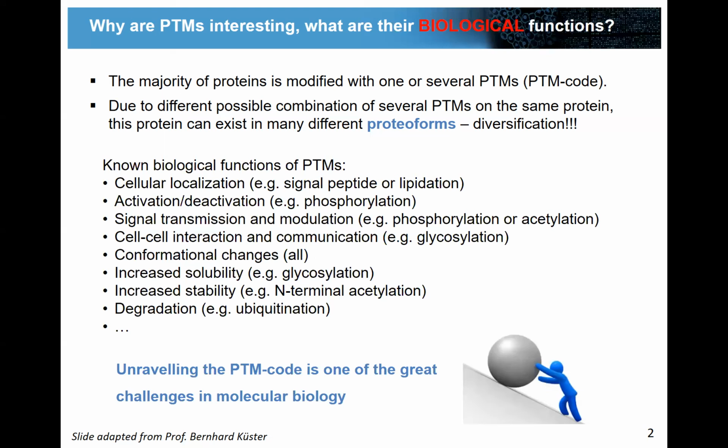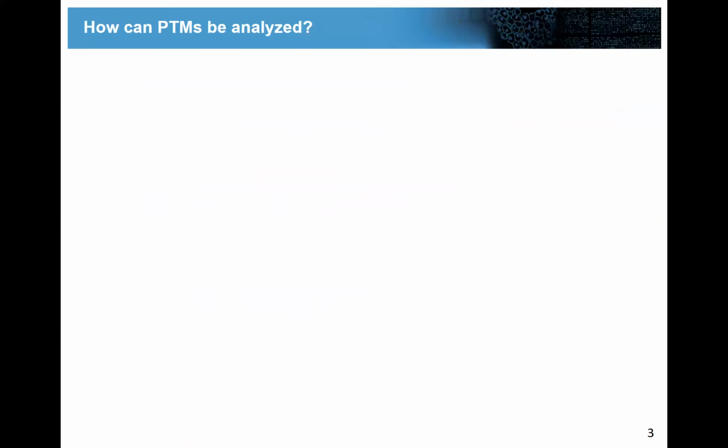So unraveling this PTM code on proteins, and maybe even the existence of different proteoforms, is really one of the great challenges that especially proteomics people face at the moment, and where a lot of research is ongoing. So how can PTMs be analyzed? There are two major ways that people use in the field to investigate, identify, and quantify PTMs.